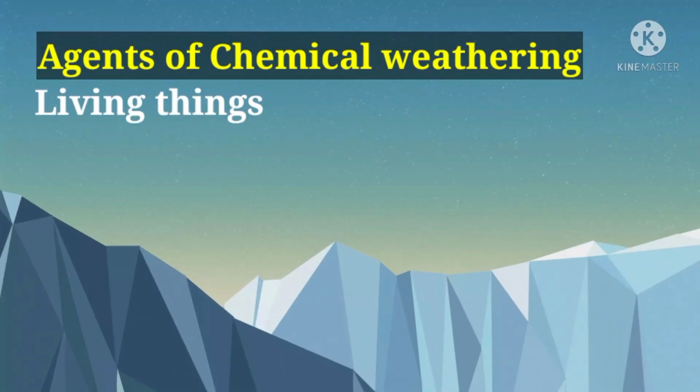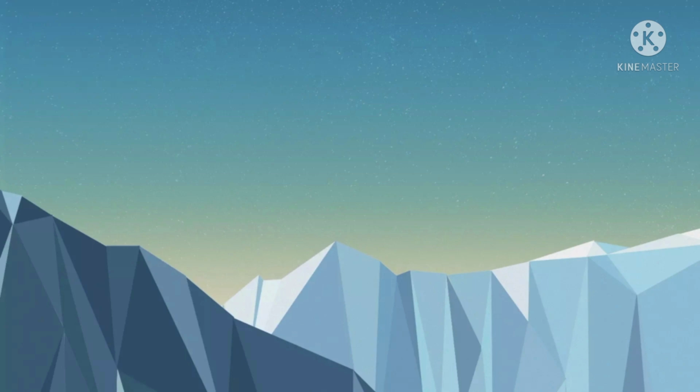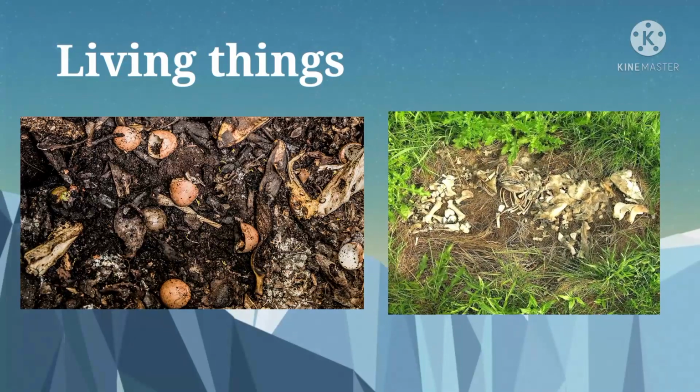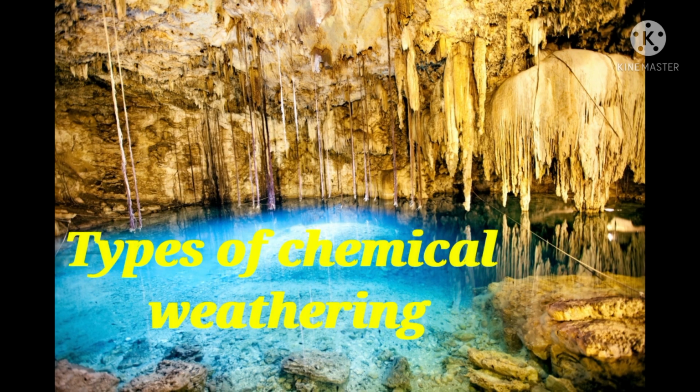In chemical weathering, rocks and minerals react to acid, oxygen, carbon, and water. And in living things, when plants and animals die and decay, they are broken down by decomposers such as bacteria. Bacteria secrete acids that react with minerals found in rocks. The chemical reaction causes rocks to break into pieces. To truly understand chemical weathering and how it works, we need to look at examples of the different types of chemical weathering.